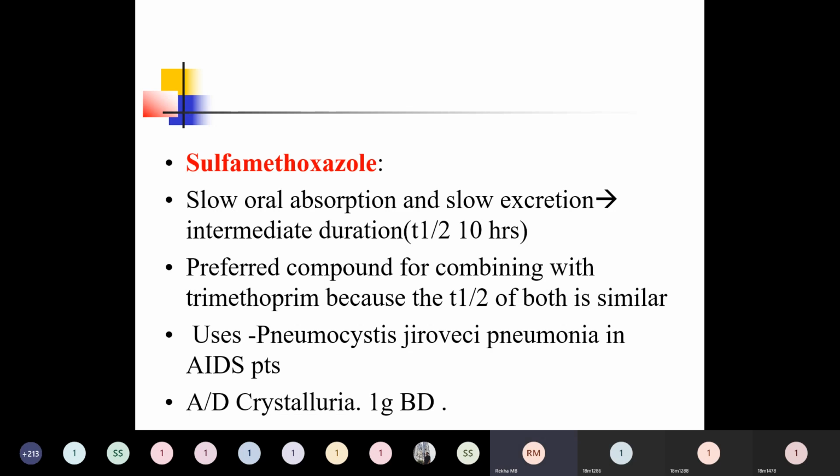Sulfamethoxazole with trimethoprim is commonly used in the treatment of Pneumocystis jirovecii pneumonia, which is common in AIDS individuals and in neutropenic individuals. The adverse effect being again crystalluria.